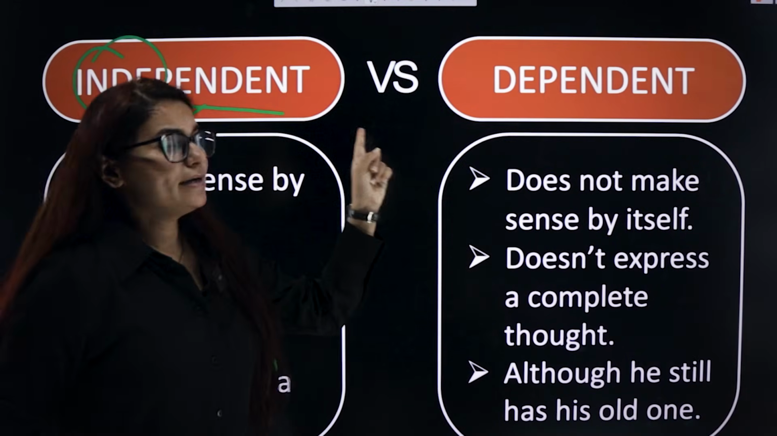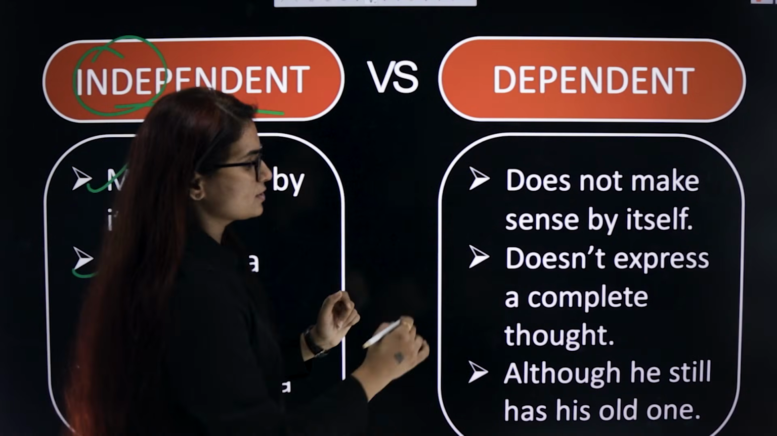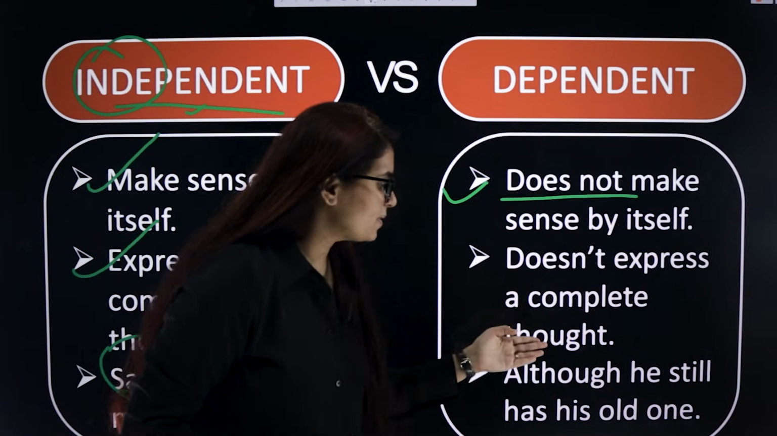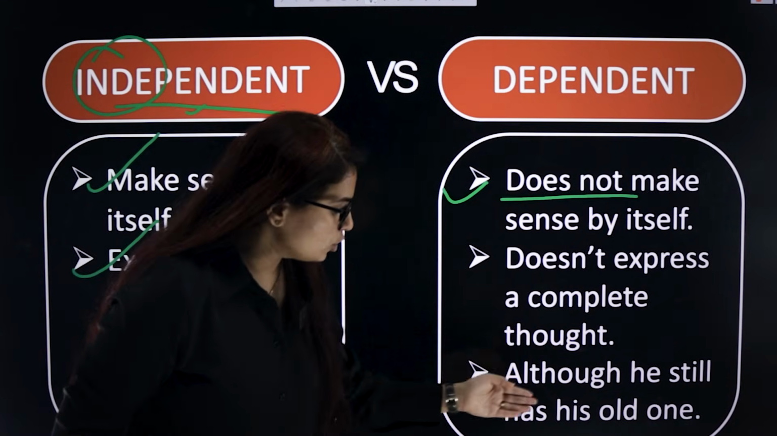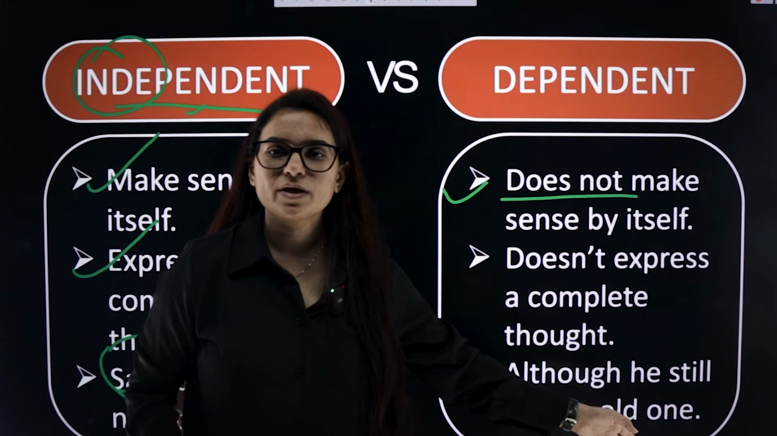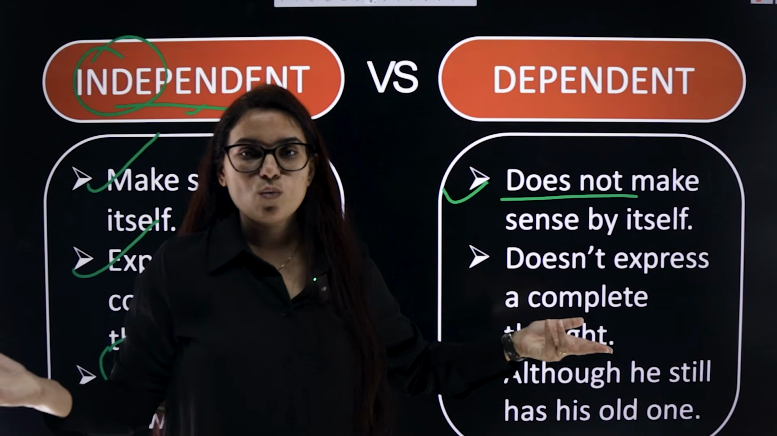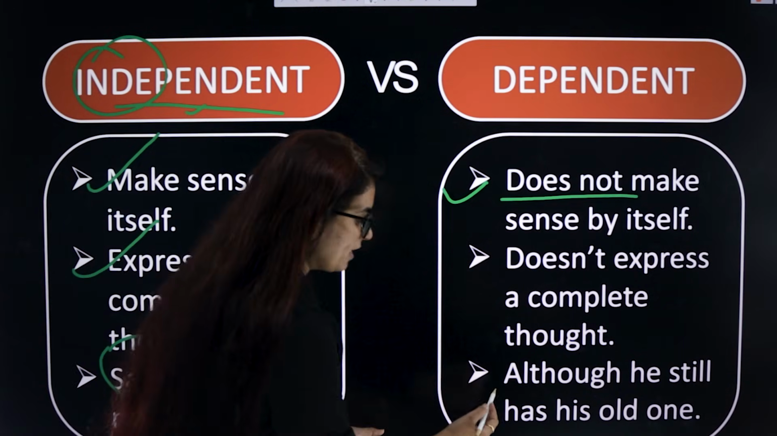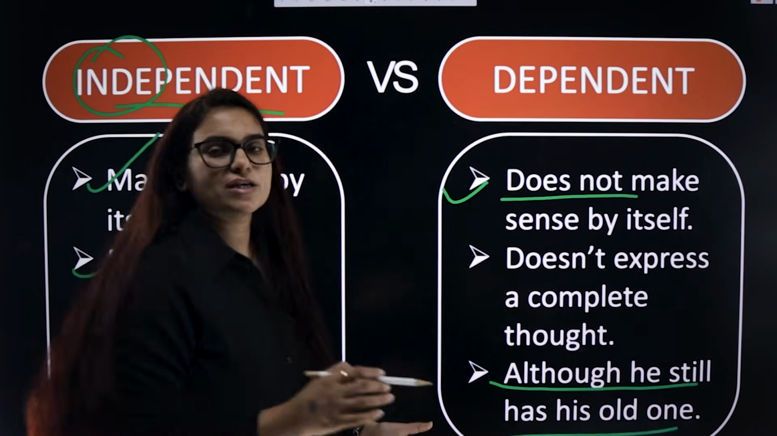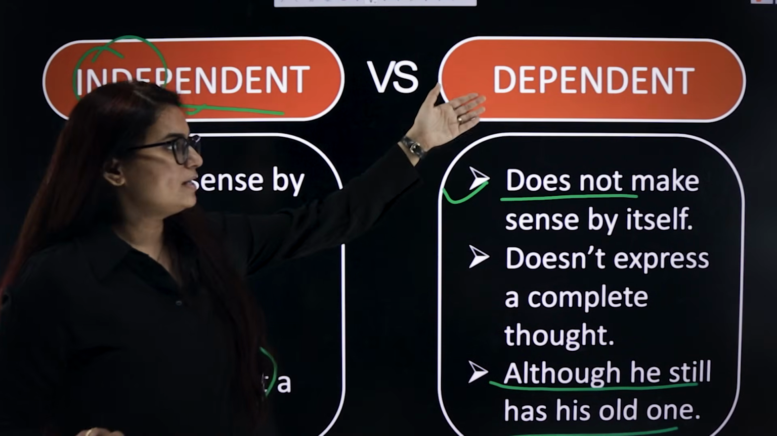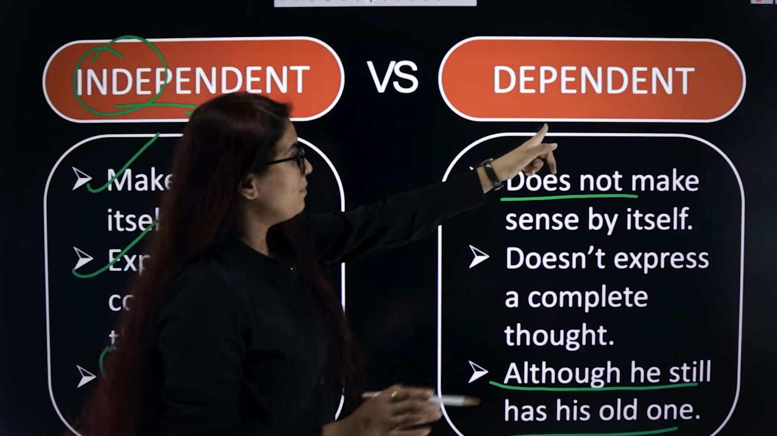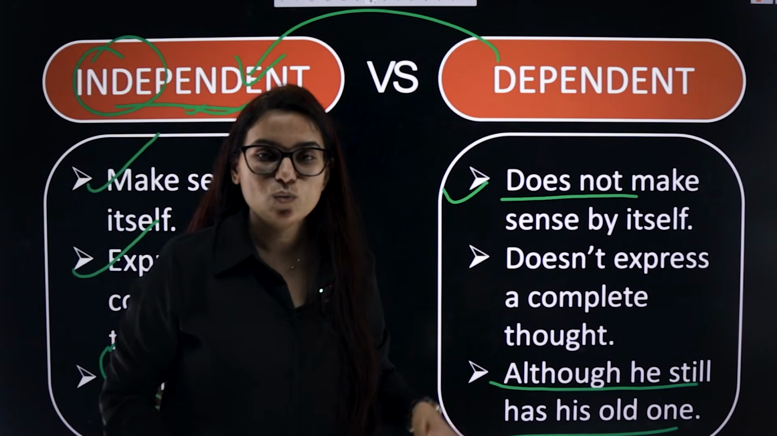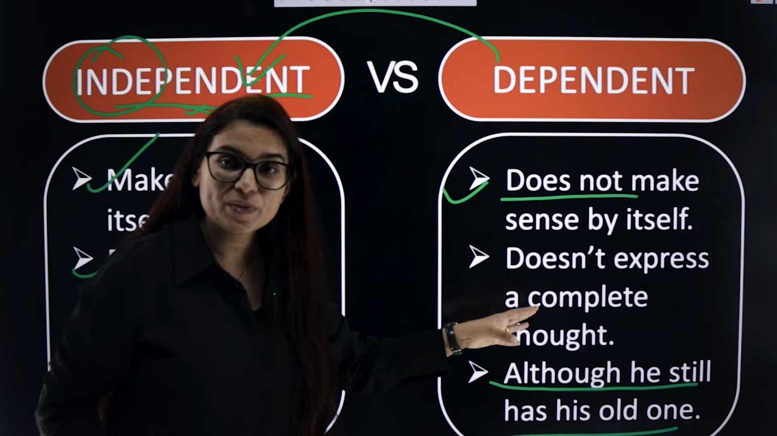On the other hand, dependent clauses are those clauses that do not make sense by themselves and they never express a complete thought. For example, although he still has his old one. Old one what? Why does he have his old one? There is a lot of information missing in this sentence. So whenever we have a clause which does not express full information, they are called dependent clauses. They depend on main independent clauses to make sense. We'll talk about these things later.